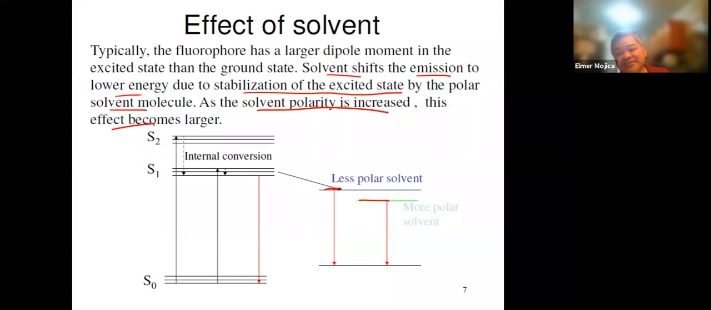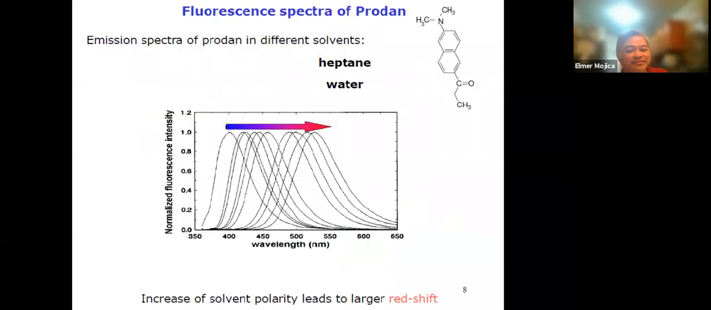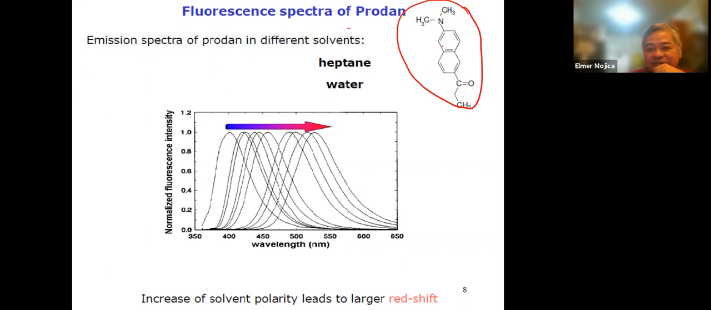And how does it affect your emission spectra? So meron itong tinatawag nating prodan. So this is the structure. And as you could see, there is the aromatic ring. Okay? So the increase of solvent polarity leads to larger redshift.